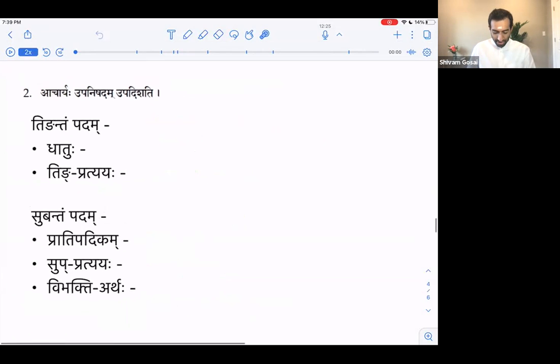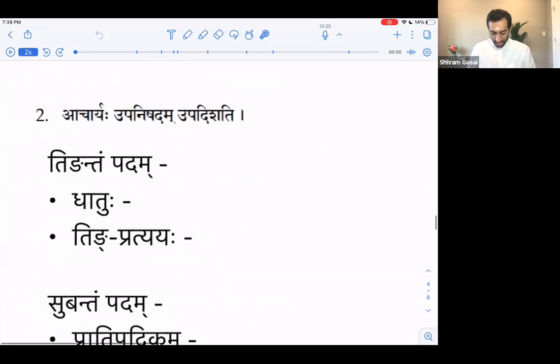So this one's a bit simple, so I'm going to go a little faster with this one. Right? So we need to look at our sentence. Acharyaha Upanishadam Upadishati. So you have to say it like a Sanskrit pandit. Acharyaha Upanishadam Upadishati. So hopefully you're already getting some of the meanings, but you might not be clear what upadishati is. So we'll always want to start with our verb, right? So we're going to warm up with this one. So we start off with our verb, upadishati.